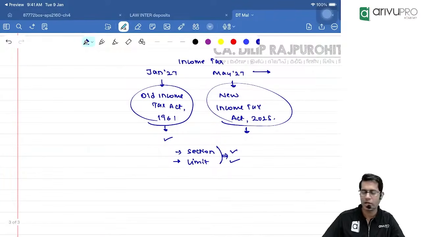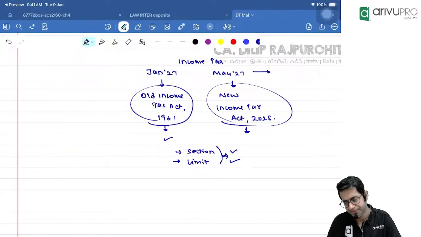Now if you have any questions you can ask me, or else I'll start my discussion. And sir, what about GST? GST, no change at all. Whatever you are going to discuss will remain the same for everyone.